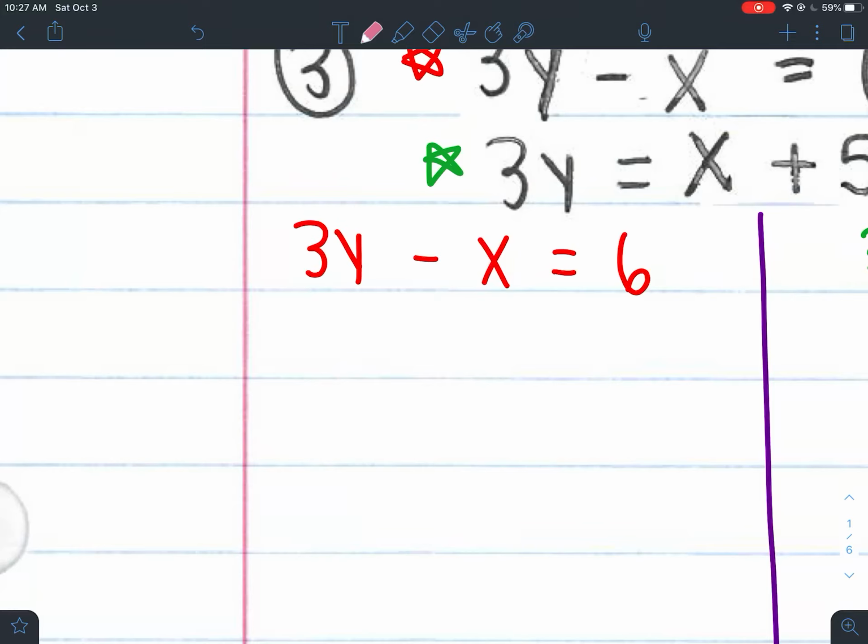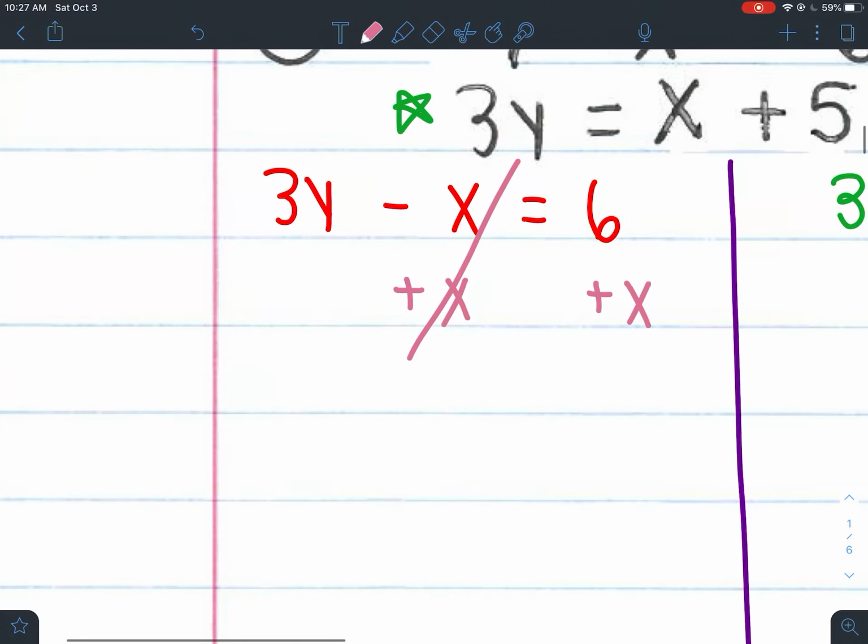So our first step here is I got to get y by itself, so the first step is going to be to add x to both sides. Remember, you're always going to add and subtract before you multiply and divide. 3y equals 6 plus x.